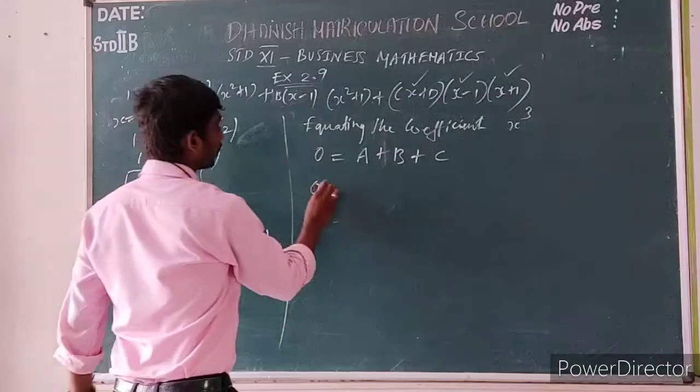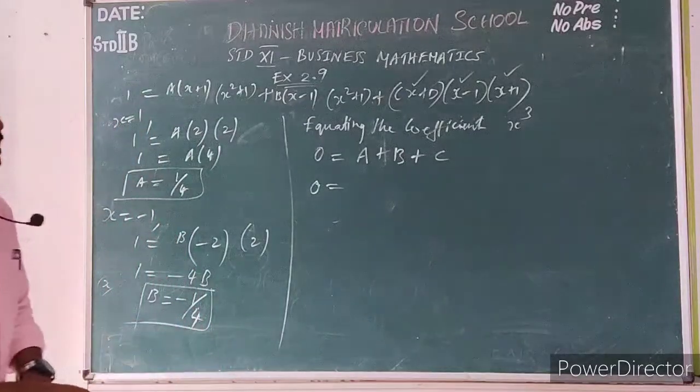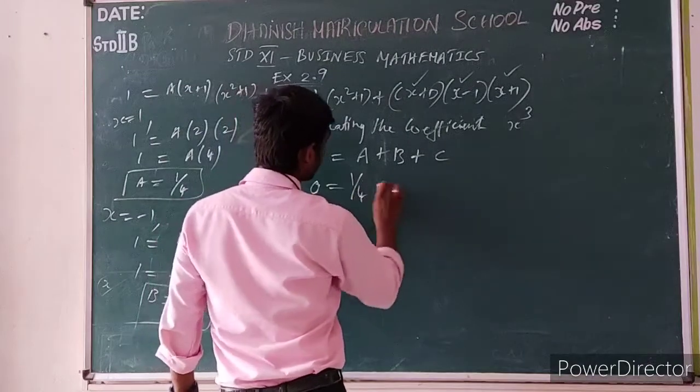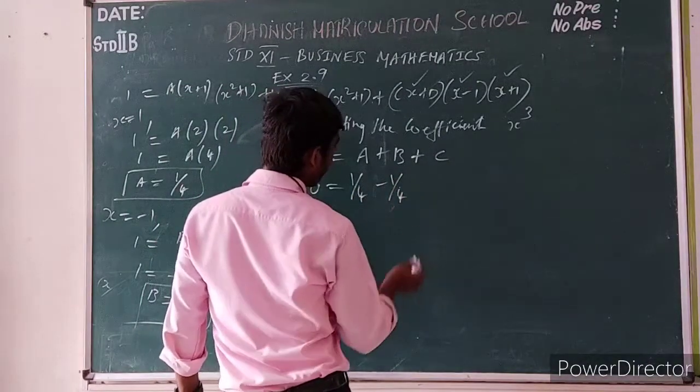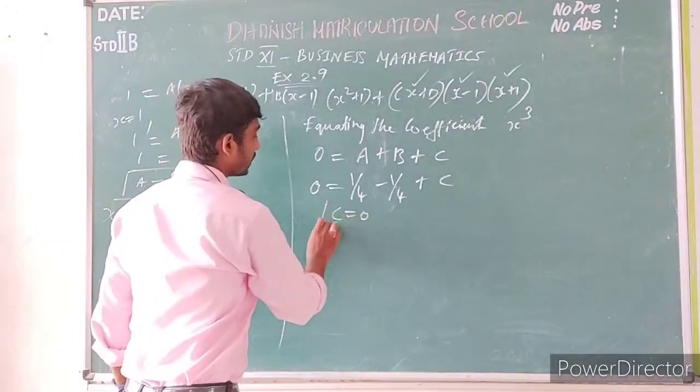What is the A value? Now we are going to substitute the A and B values. Here we can easily find out the C value. So what is the A value? That is 1 by 4. B value is minus 1 by 4, plus C. So here it is also 0. The C value will be 0.